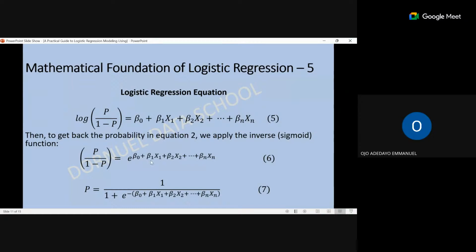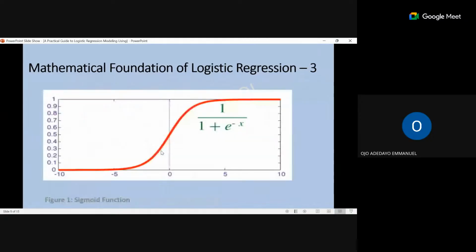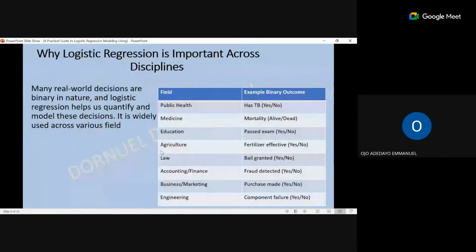By the time we do the inverse, let's say for instance I want to make P the subject of the formula. If I cross this equation and do some manipulation here, I'm going to have equation 7. From equation 6 to equation 7 is like 7 steps, which I have jumped here. Now I have P equals 1 divided by 1 plus exponential of minus all this value that I have here. Let me take us back a bit.